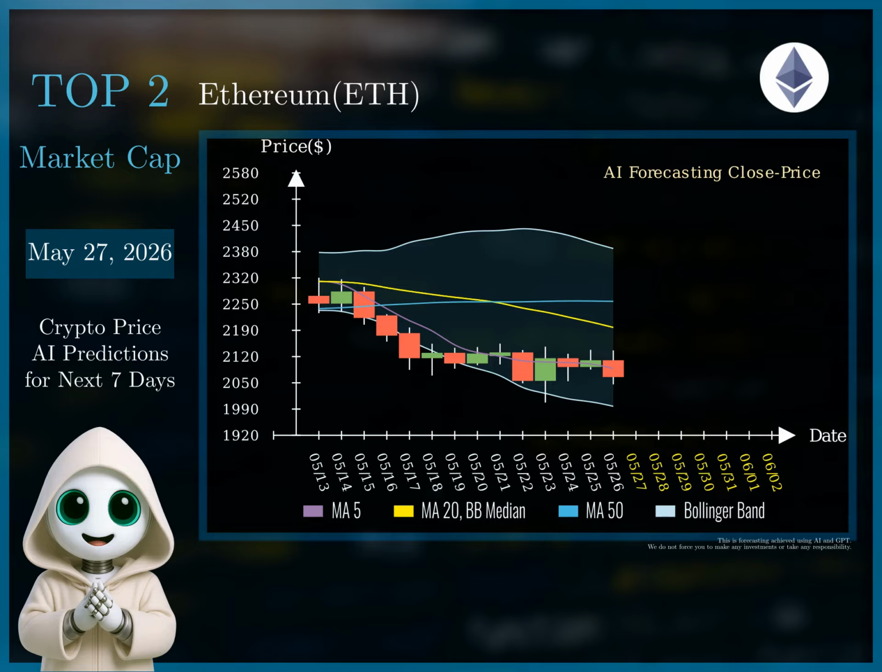Specifically, I recommend entering a short position at $2,080. Given the strong support at $2,060, a stop loss should be placed at $2,110 to protect against a potential rebound. A target price of $2,000 is set, anticipating the forecasted price level.